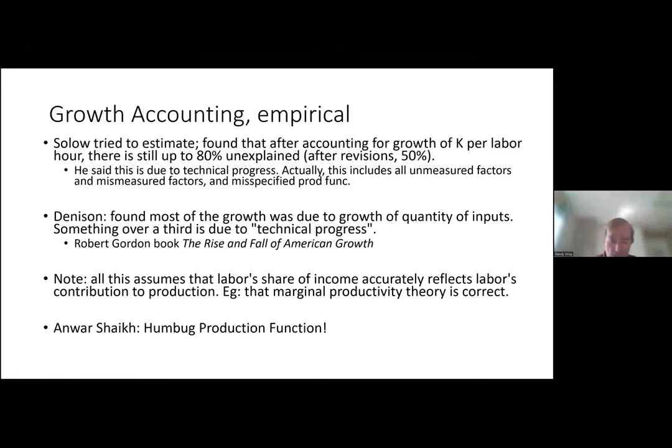So it all assumes that labor's share of income accurately reflects labor's contribution to production. That is, it assumes that marginal productivity theory is correct. Okay. Anwar Shaikh in 1974 wrote this famous paper, The Humbug Production Function, which I'll come back to, which explains why the empirical work looks pretty good. But first, I want to go into the Cambridge critique of this approach.